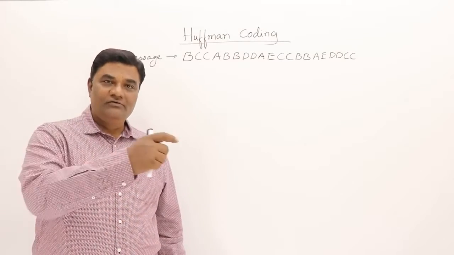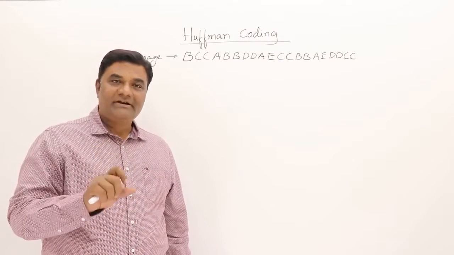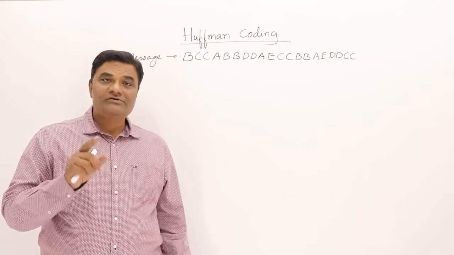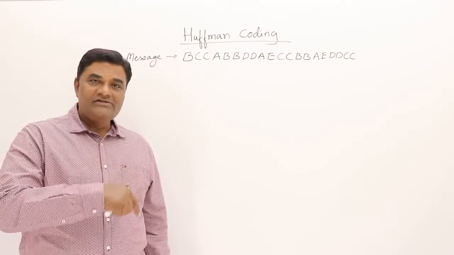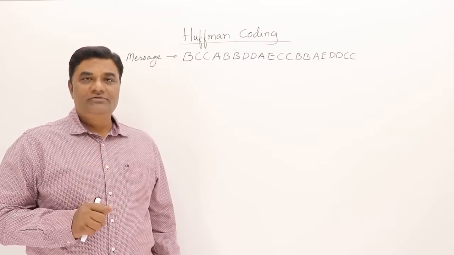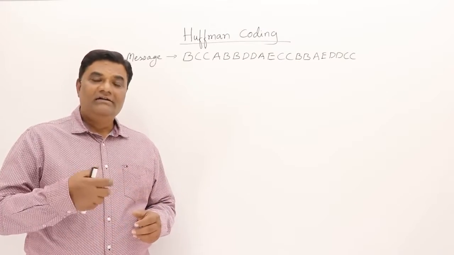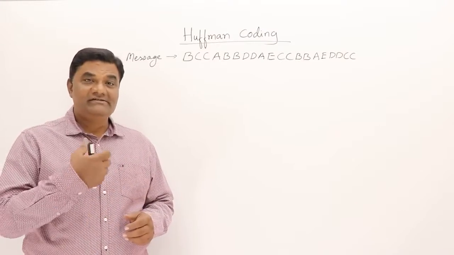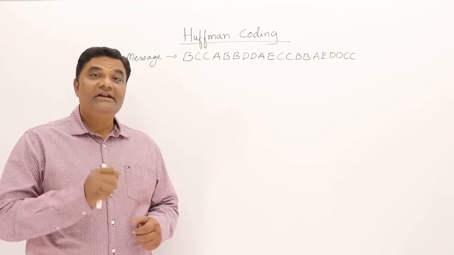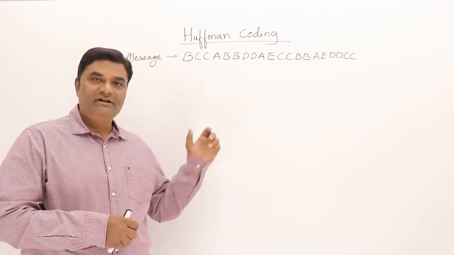When the data is sent over a network, data can be compressed and sent to reduce the cost of transmission. In this video, I am going to explain if a normal message is sent, what will be the cost, and what is the fixed size encoding, then what is variable size encoding, that is Huffman coding.